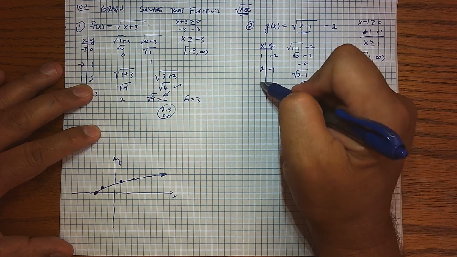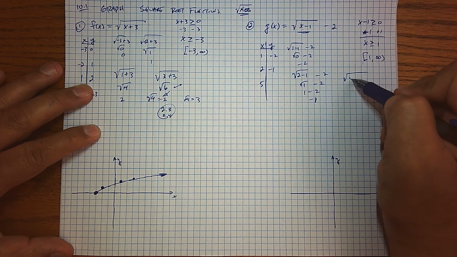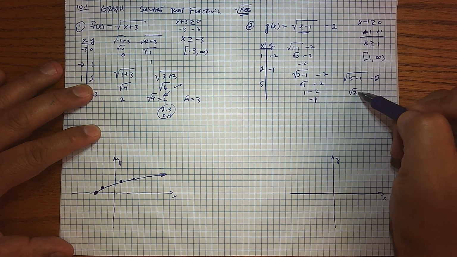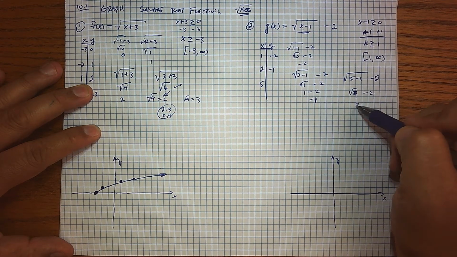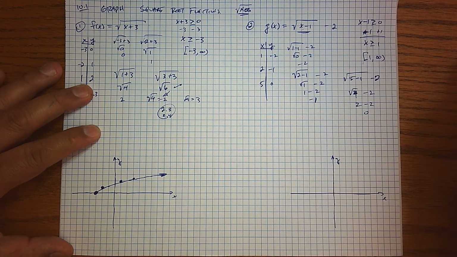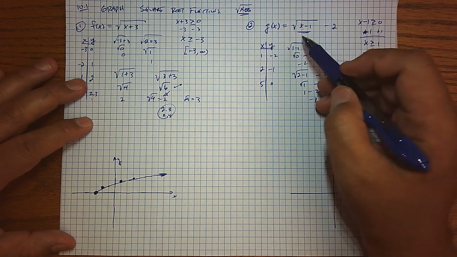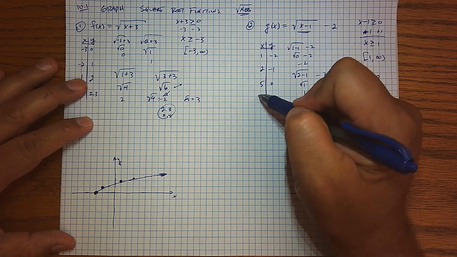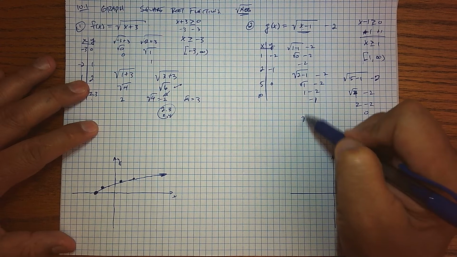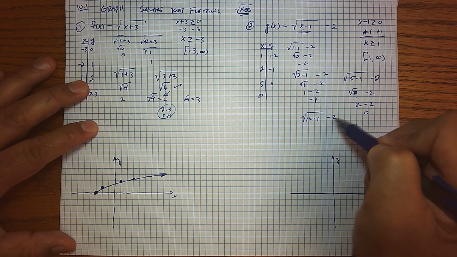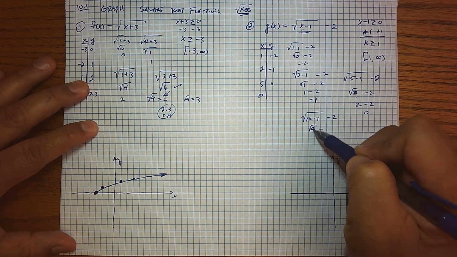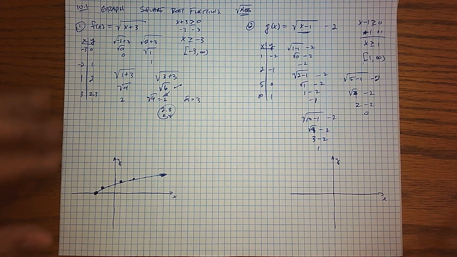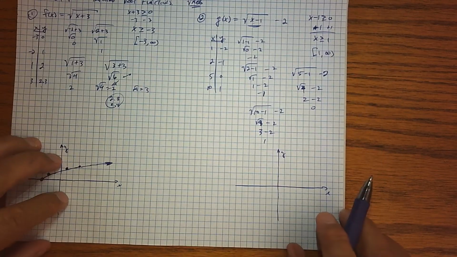I think 5 would be another good value, because the square root of 5 minus 1, minus 2, would give us the square root of 4 minus 2, which is 2 minus 2, which gives us 0. And if we just keep going on, how about we use 10? So the square root of 10 minus 1 is the square root of 9 minus 2, which is 3 minus 2, which is 1. Okay, so there are some values coming out of that.